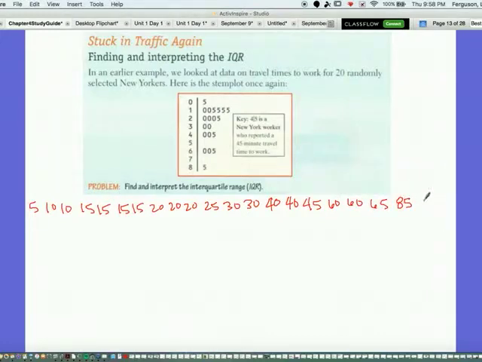All right, so now we have this little extra awkward space over here, but I'm going to deal with it. Okay, so the first step is to find the median. Well, our first step is to organize, and then once we organize, then we're going to find our median.